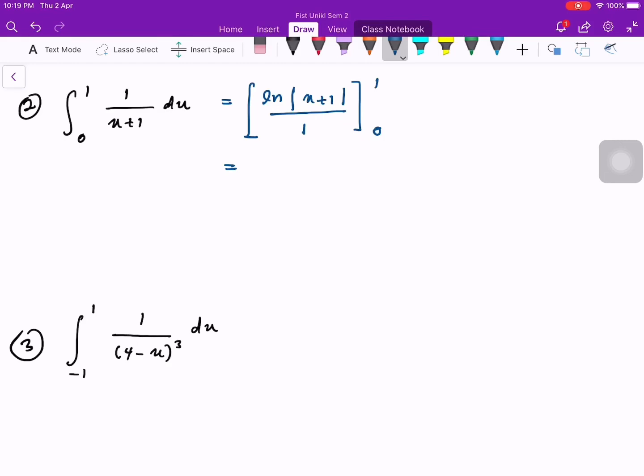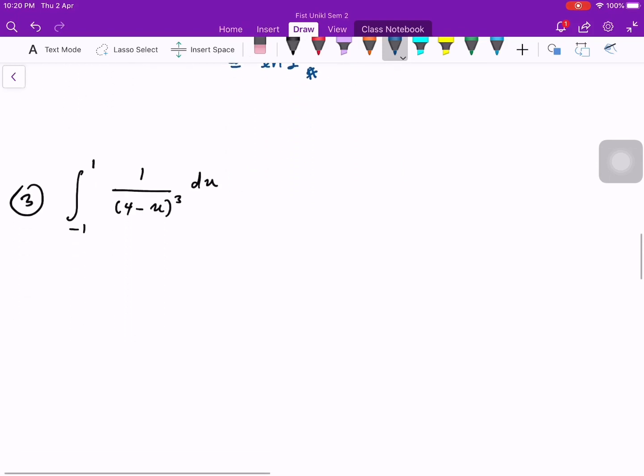Okay, kita gantikan limit dia, so we have ln absolute 1 plus 1 become 2 minus ln 0 plus 1, which is 1. Okay, then ln 2, so ln 1 becomes 0, therefore the final answer will become ln 2. Alright, so we move to the example 3. Okay, example 3.